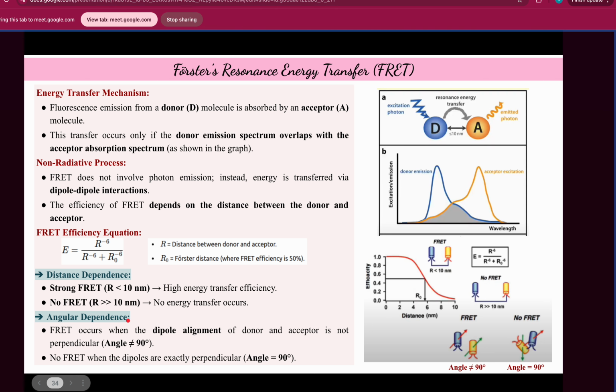The second dependence is the angular dependence. It also depends on the orientation of the donor molecule and the acceptor molecule. FRET will only occur if their dipole alignment is not perpendicular, because this transition is happening based on the dipole-dipole interaction. If the dipoles are not perpendicular to each other, then only this transfer can happen. And if the angle equals 90 degrees, then no FRET is observed. So these are two preconditions which, if satisfied, then only FRET happens. That is Förster's resonance energy transfer.